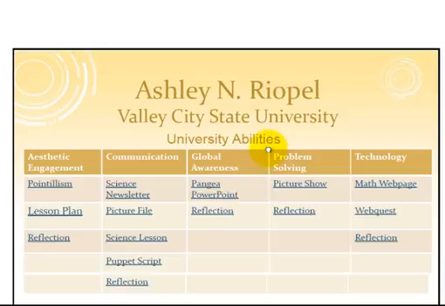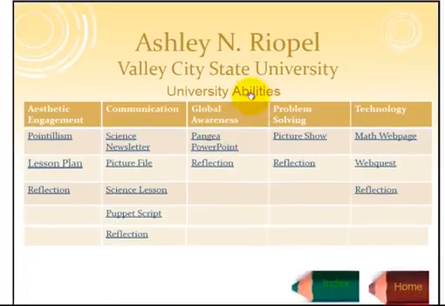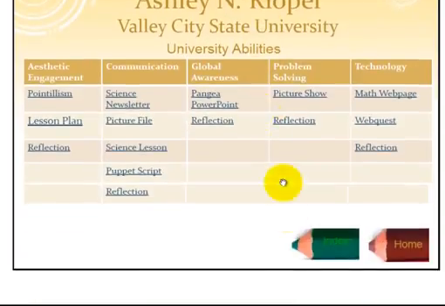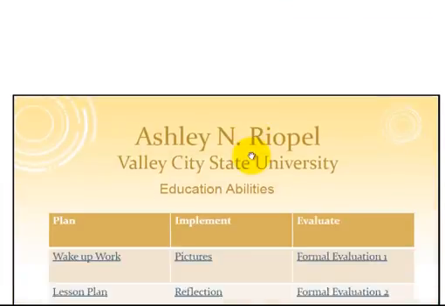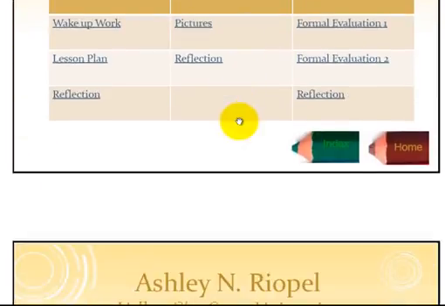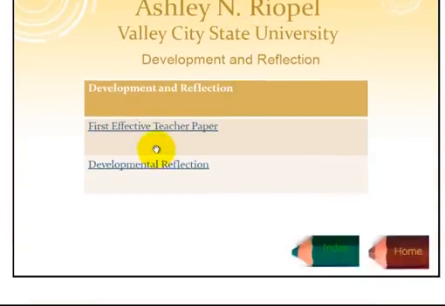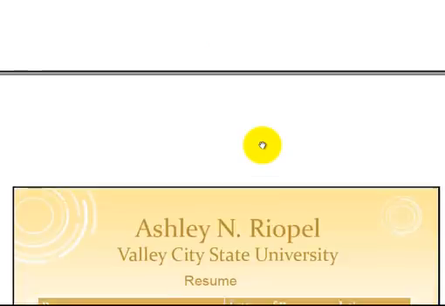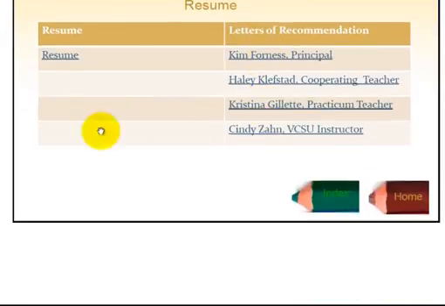Let's go ahead and take a look at some of these other ones. Here's one for University Abilities, and you have a copy of these. She's made her links very graphic and then hyperlinked the links. And she's also, in her index, put each of the categories and then what she did below for them. And then for her educational abilities, her development and reflection, and her resume.